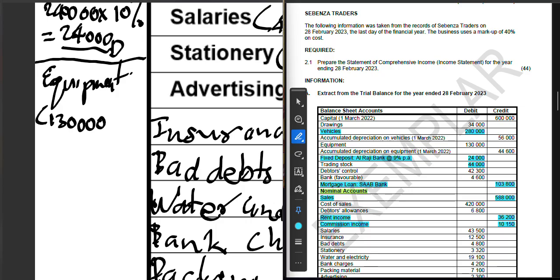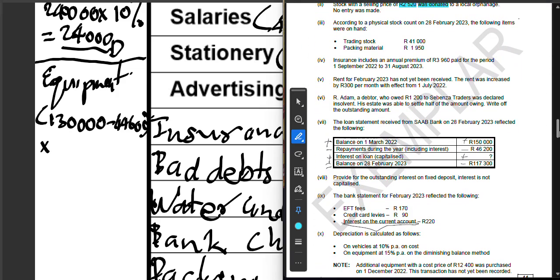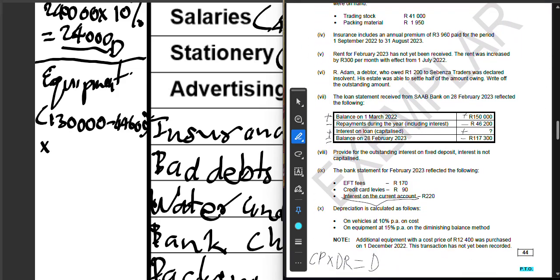130,000. We are going to subtract from 130,000. How much are we subtracting? We are going to subtract accumulated depreciation on equipment. That's 44,600. Okay, this, ladies and gentlemen, is our carrying value, and the answer that you get there, we are going to multiply it by the depreciation rate. How much was the depreciation rate? Let us go back to our information and check. If I'm not mistaken, it says 15%, and that's what it is.